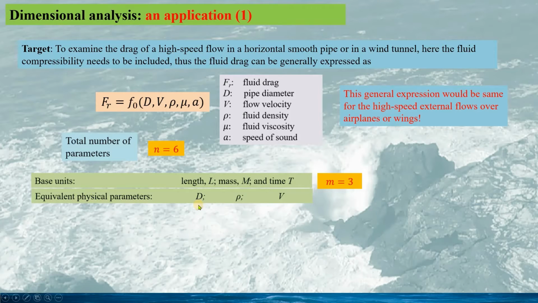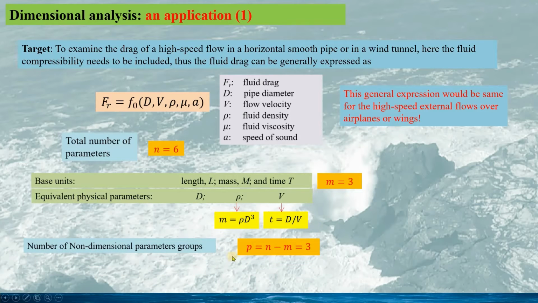Obviously, the pipe diameter d can be used for the base unit length. The fluid density is used for mass, because mass can be calculated as this. Here, d is already chosen. And the flow velocity for the base unit time, here t can be calculated as in this formula. Again, here d is chosen already.